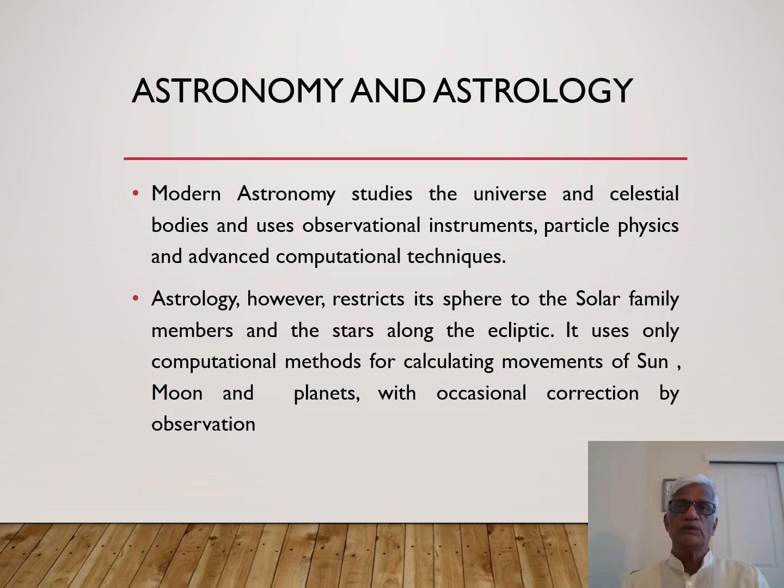It uses only computational methods, hardly any observatory tools, to locate the position of the sun, moon, and other planets. Occasional correction, of course, is made by observations.